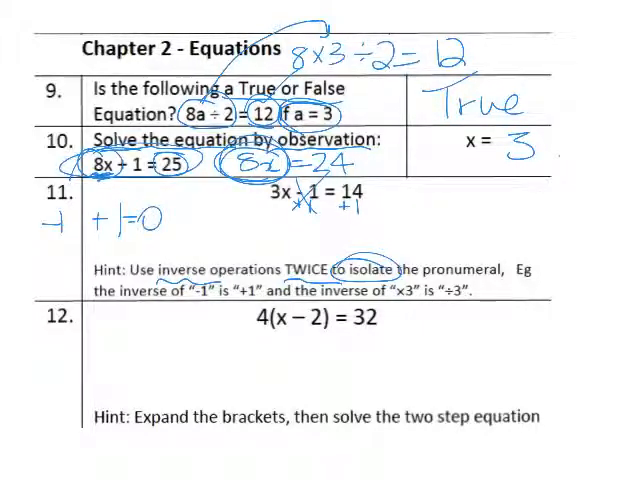So that means on the left-hand side I've got 3x and no number, and on the right-hand side I've got 14 and 1, which makes 15. Now you might now realise that 3 times what is 15, and the answer is that the x has to be a 5.